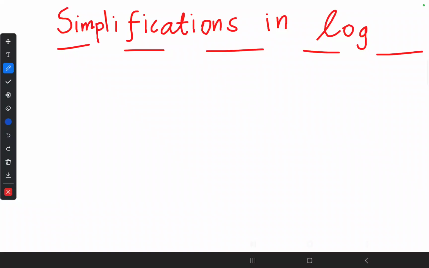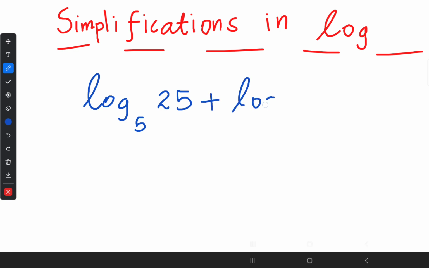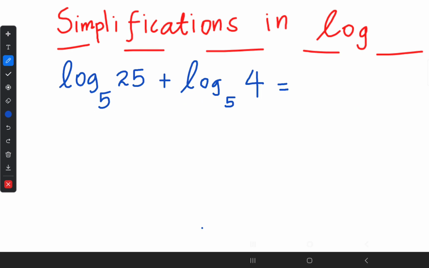Simplification in logarithms. For an example, when you have log base 5 of 25 plus log base 5 of 4, how can we do the question? This is the simplification in logarithms. In this case, the bases are the same. Try to understand this, it's really easy. Log base 5, here also log base 5. That means our answer also has the same base, log base 5.